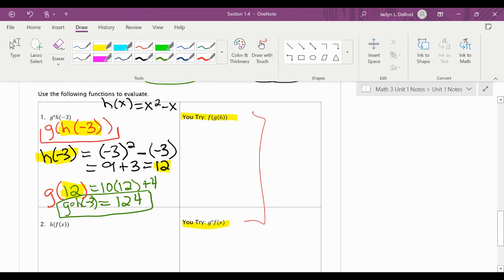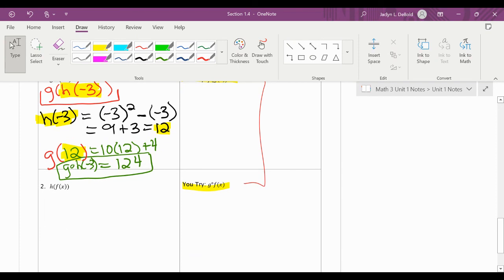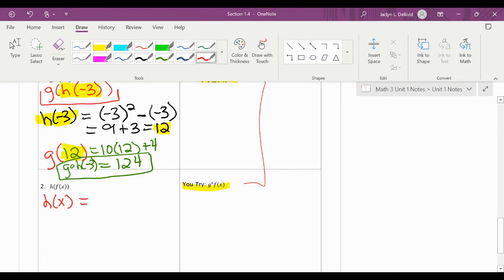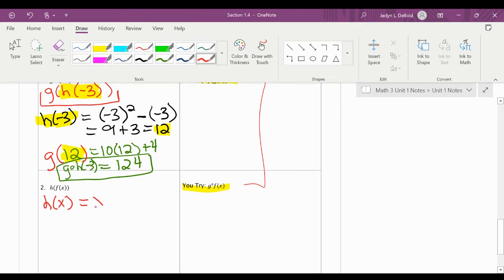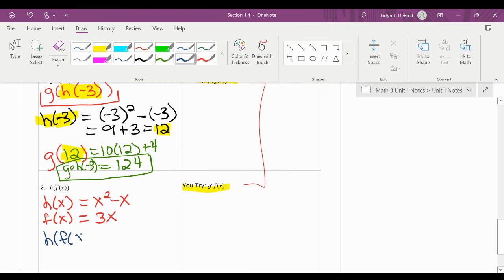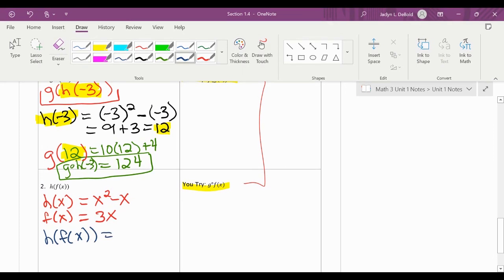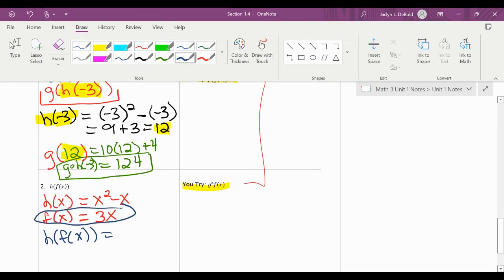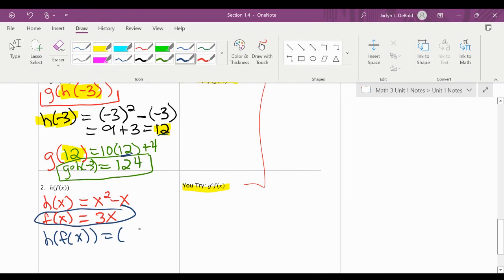The last example, you're going to see there's not a number, but it's still the same thing. So we have here that h of x is equal to x squared minus x. We have f of x is 3x. And so the question is asking then, what is h of f of x? Okay, so basically what's happening here is we already know f of x is 3x. So kind of like we saw here when we knew what it already was and we just substituted in. So I'm going to rewrite h of x now.